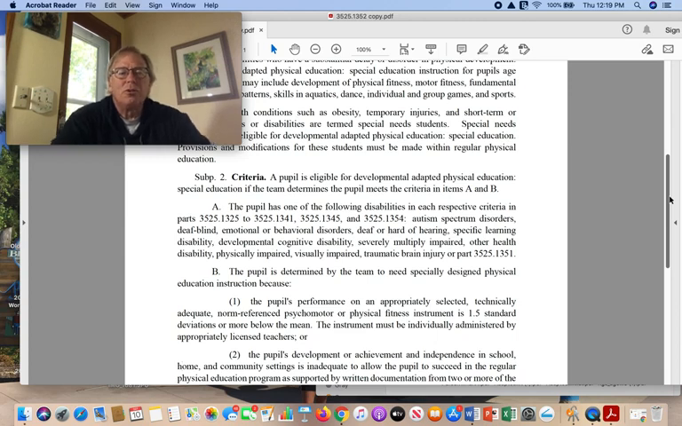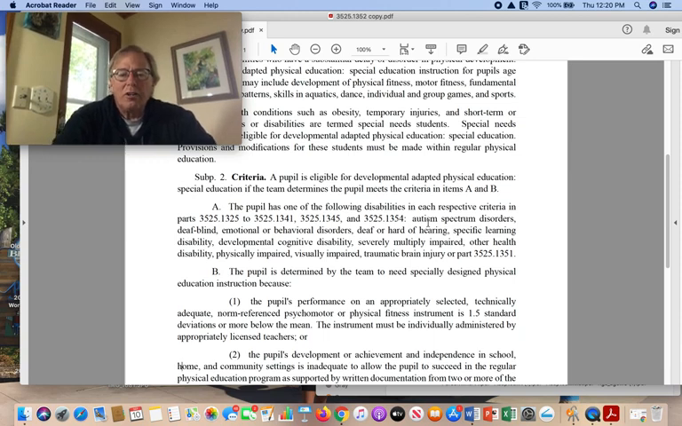If you look at subpart 2, the criteria on the screen, a student has to have one of the following categorical disabilities. Their numbers are listed in Minnesota rule there, but they're also listed out: autism spectrum disorders, deaf-blind, emotional behavior disorders, deaf and hard of hearing, specific learning disabilities, developmental cognitive disabilities, severely multi-impaired, other health disabilities, physical impairment, visual impairment, traumatic brain injury, and the last one there is a numerical reference, 3525.1351. That is the section of Minnesota rule that is early childhood special education.